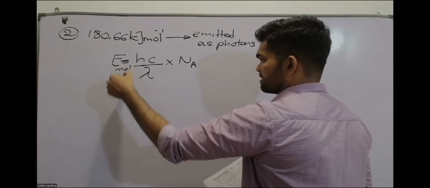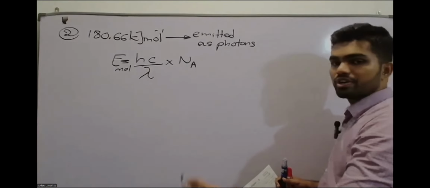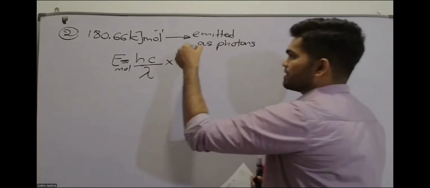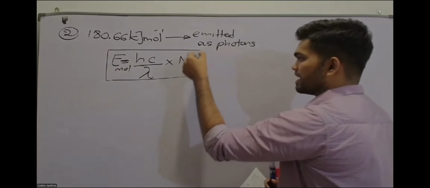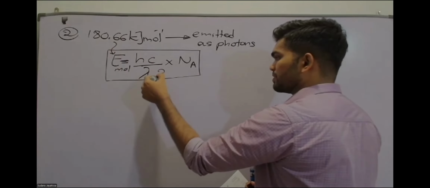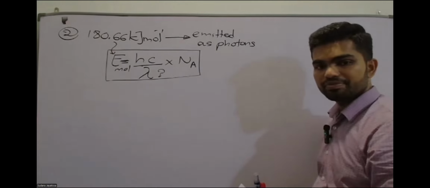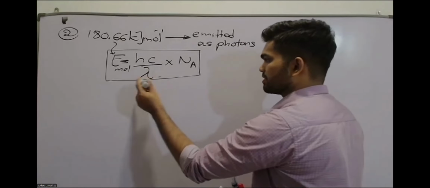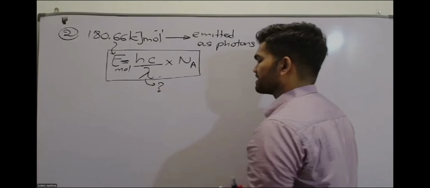So it will become the energy of a mole of photons. This is the formula we have to apply. They have given the energy of 1 mole of photons, so what we don't know is the wavelength. That is the one we don't know, so let's see how to find it.